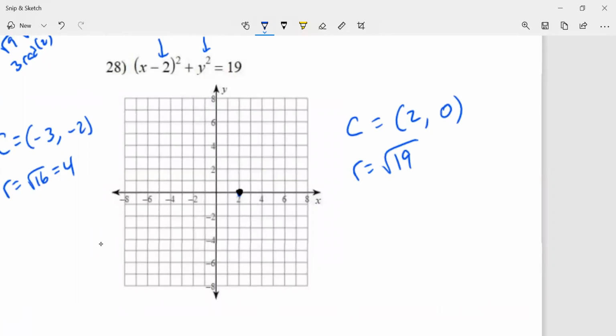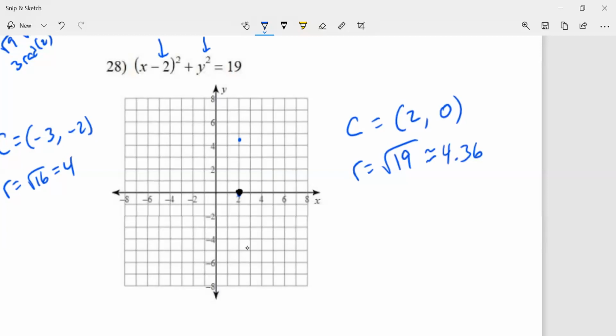Now this one, I'm going to use my calculator to simplify this and give me a decimal. Since I'm graphing, I'm going to use a decimal number. I type the square root of 19 and it tells me it's 4 point something. In this case, 4.36, right? So my radius is 4 point something. So from the center, I have to go 4 point something up. So I'm going to go 4 spaces and a little bit more.